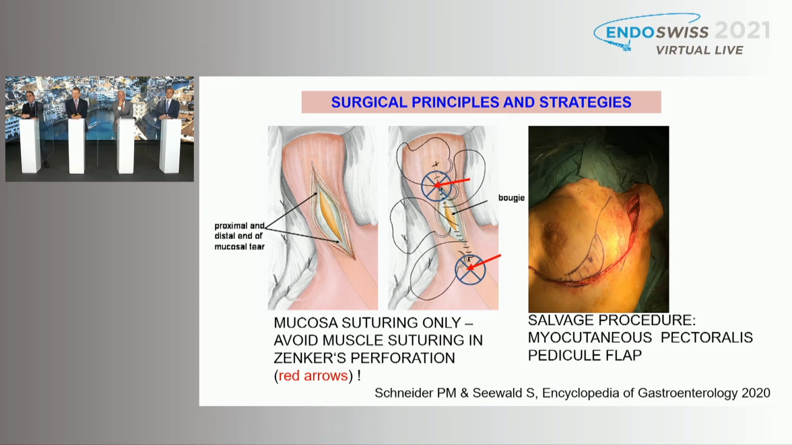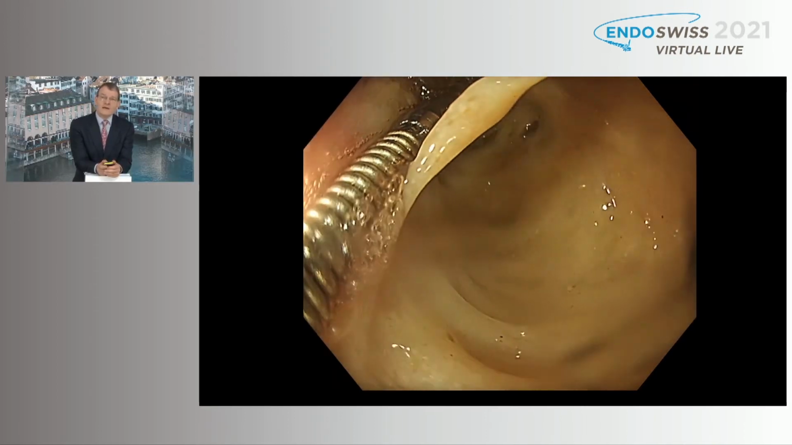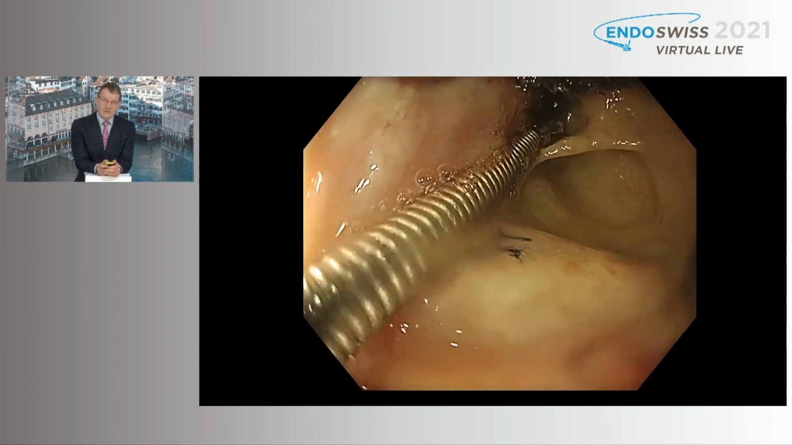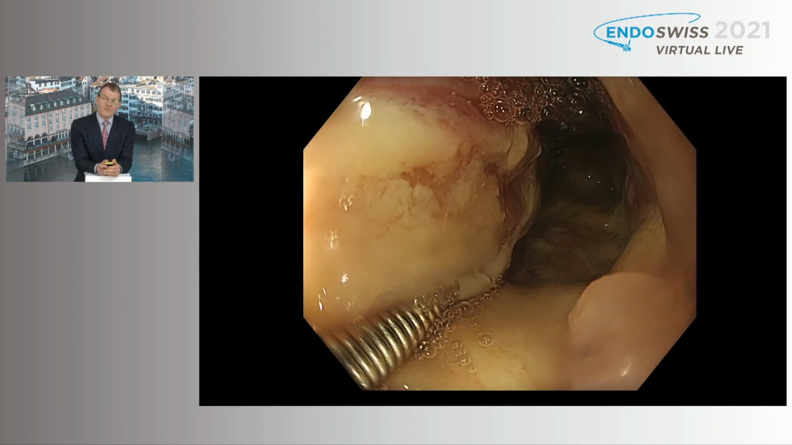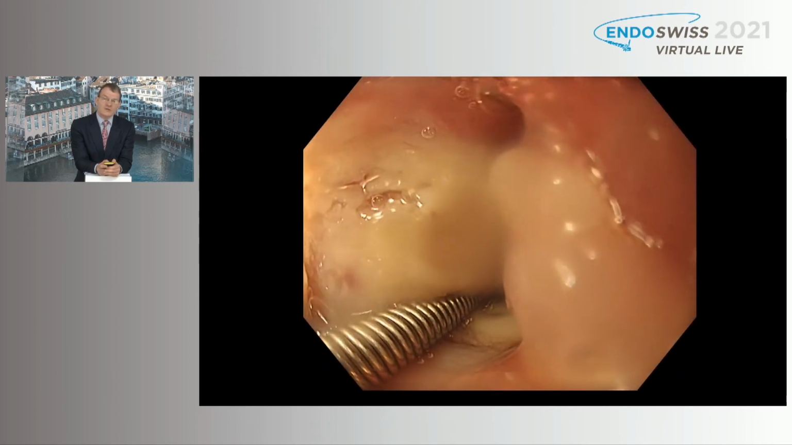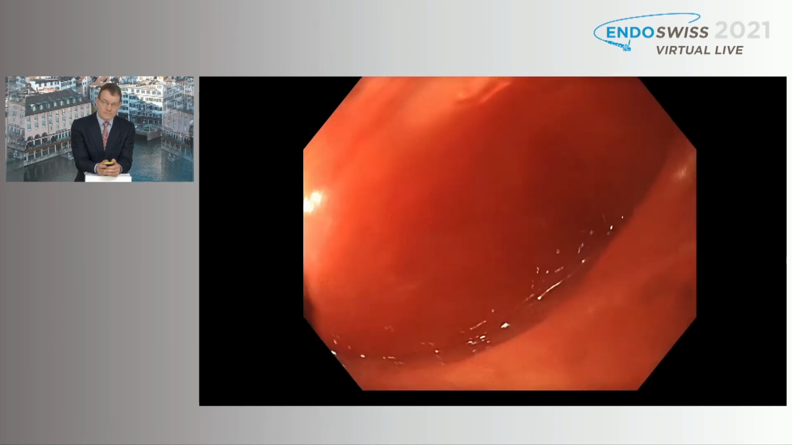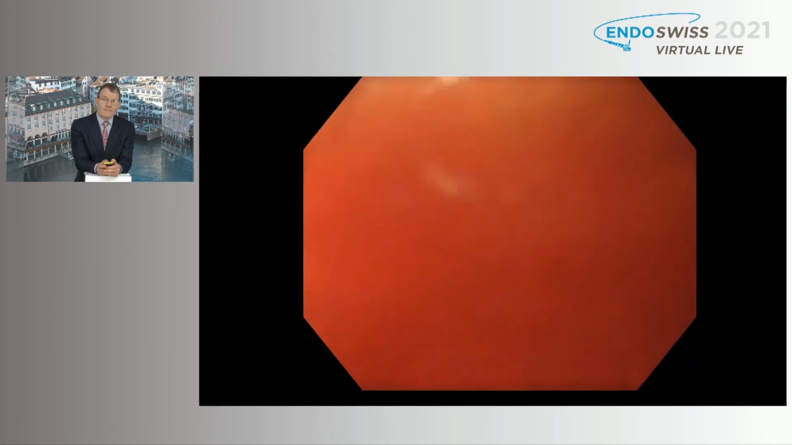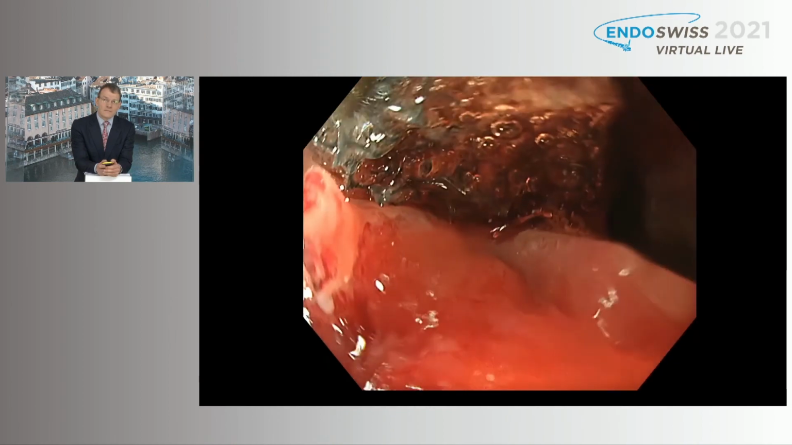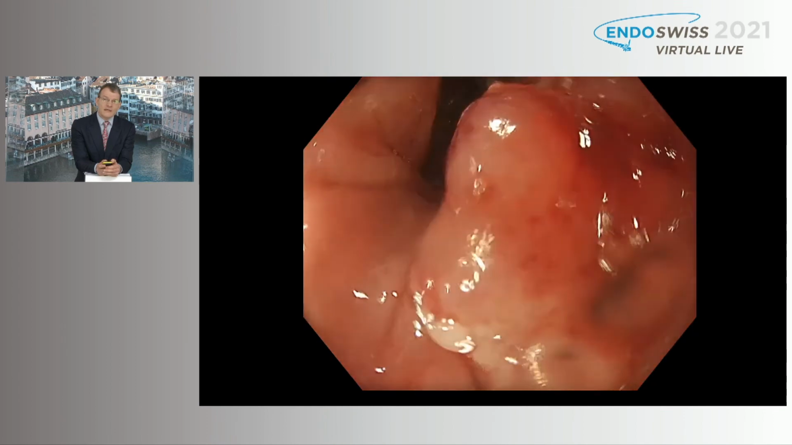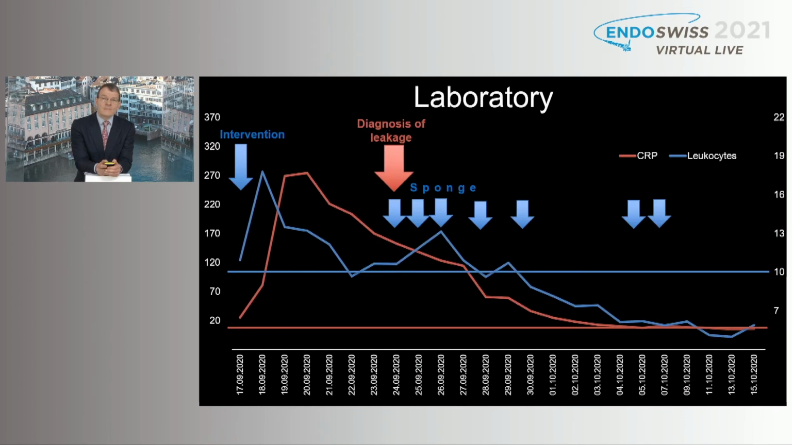So after we have clearly answered the question that we performed the septotomy, we first placed a PEG in this patient, and then we started performing an endoscopic vacuum therapy. Here you can appreciate how we placed the sponge. It is a little bit tricky to place the sponge in this area.